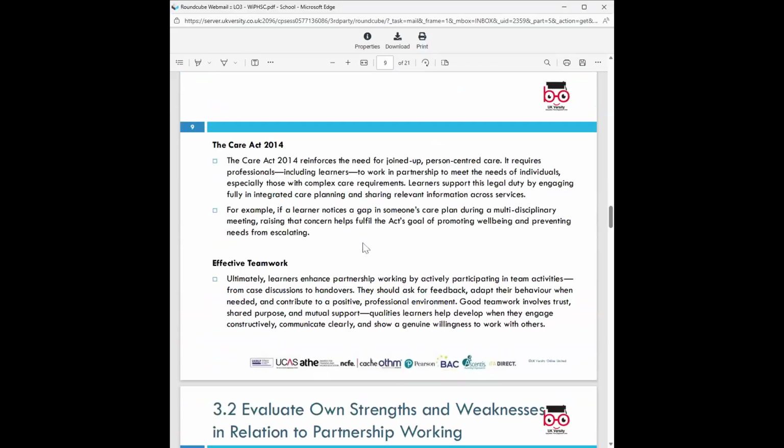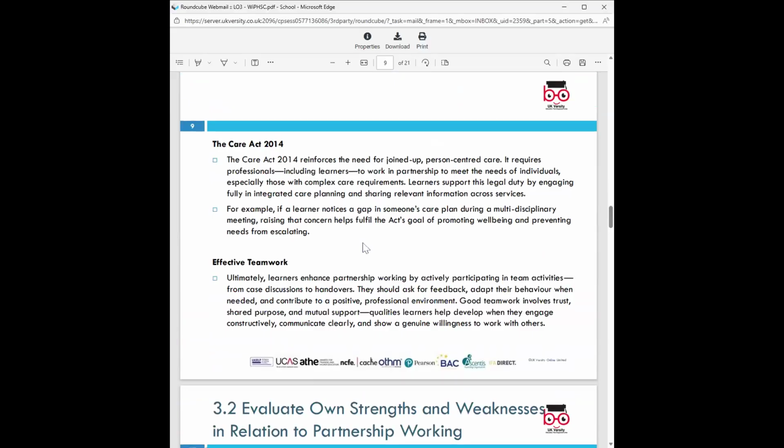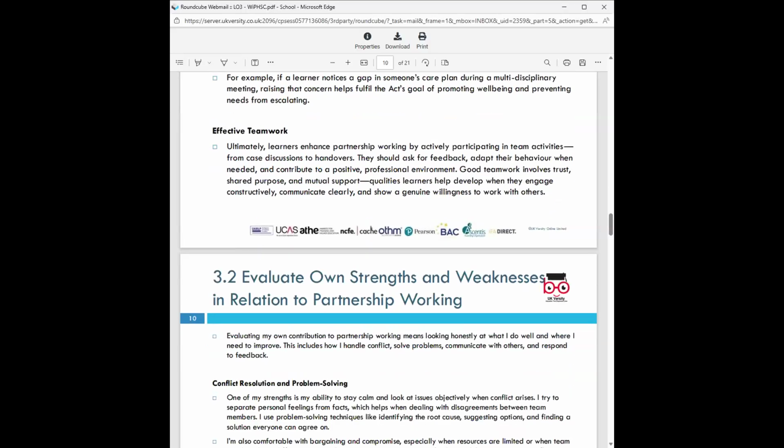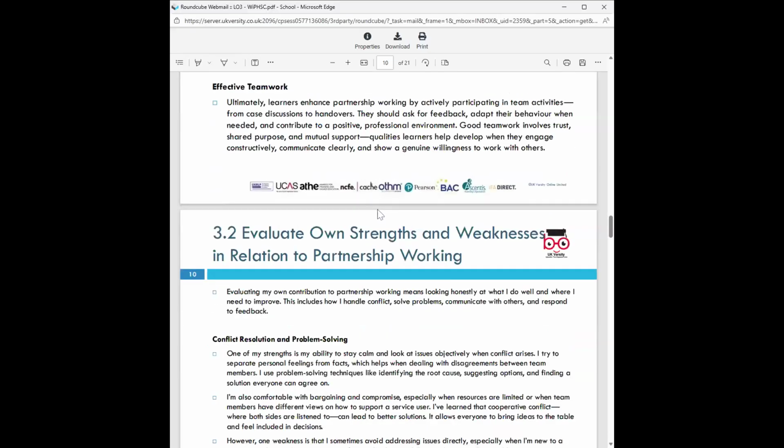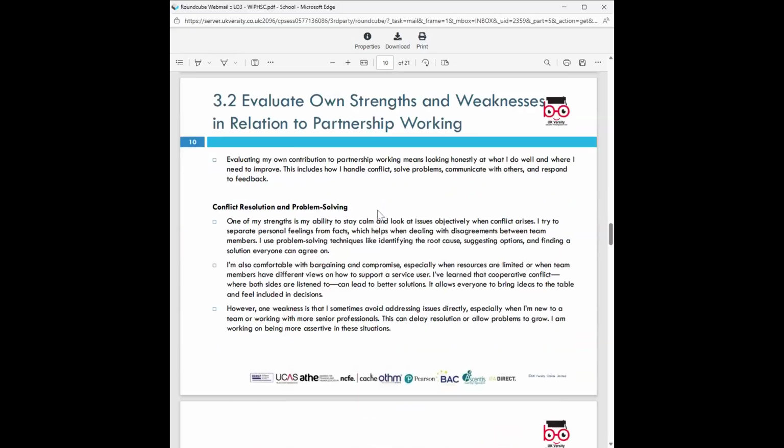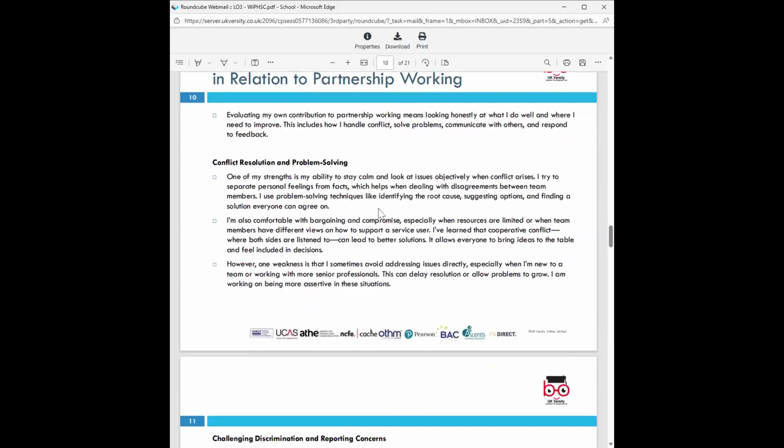Following the care plan and making sure you're adhering to the Care Act 2014, making sure you know what the legal duty is when you're working in health and social care. And effective teamwork. Make sure you work together, as it says, as a team, give each other feedback, trust each other, and there's mutual respect with each other. 3.2, evaluate your own strengths, weaknesses in relation to partnership working.